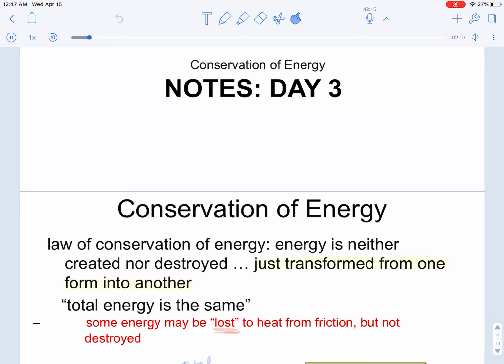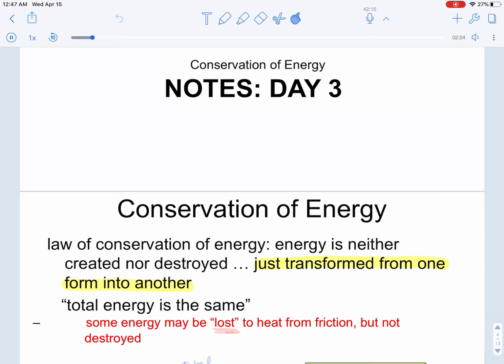Well, our energy is simply going to get transferred from one form of energy to another. So it is just transformed from one form into another. And again, we are going to be focusing on potential and kinetic energy as our forms of energy. So these are 2 types of energies that are conserved.